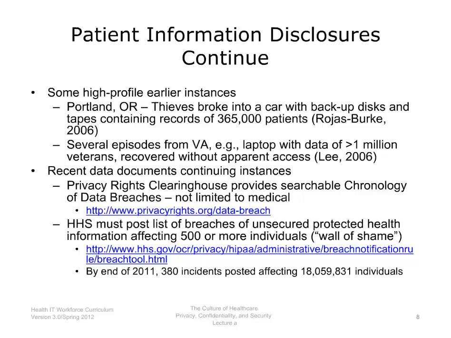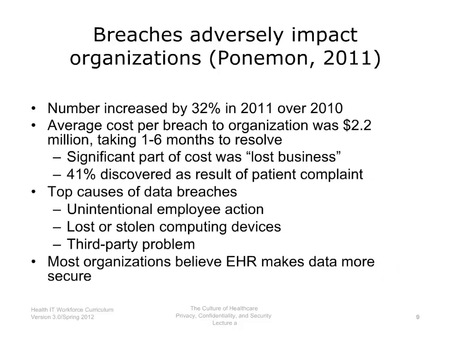of breaches of unsecured protected health information affecting 500 or more individuals. It is called by some their wall of shame. It can be accessed at www.hhs.gov/OCR/privacy/HIPAA/breach notification rule/breach tool.html. By the end of 2001, this site has documented 380 incidents affecting 18,059,831 individuals. The Ponemon Institute publishes an annual report on the impact of security breaches on healthcare organizations.